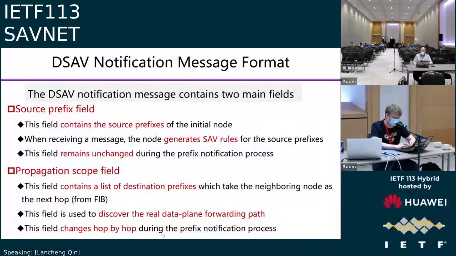The DSAVE notification message contains two main fields, the source prefix field and the propagation scope field. The source prefix field contains the source prefixes of the node. When receiving a message, a node generates safe rules for the source prefixes, and this field remains unchanged during the prefix notification process. The propagation scope field contains a list of destination prefixes which take the neighbor node as the next hop from the FIB. It is used to discover the real data plane forwarding path and changes hop by hop during the prefix notification process.